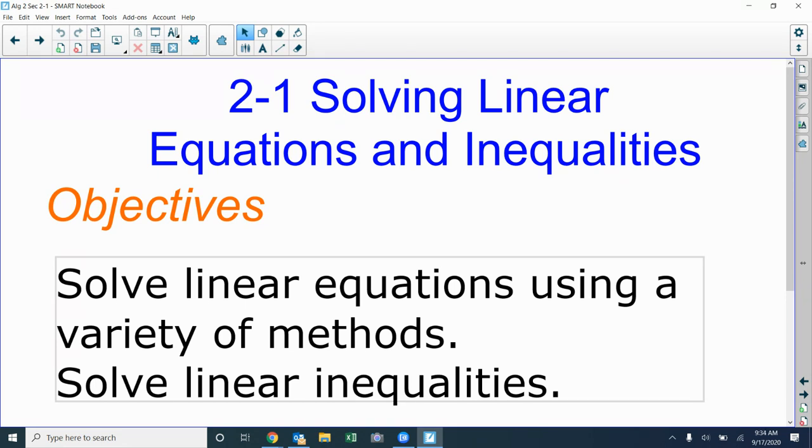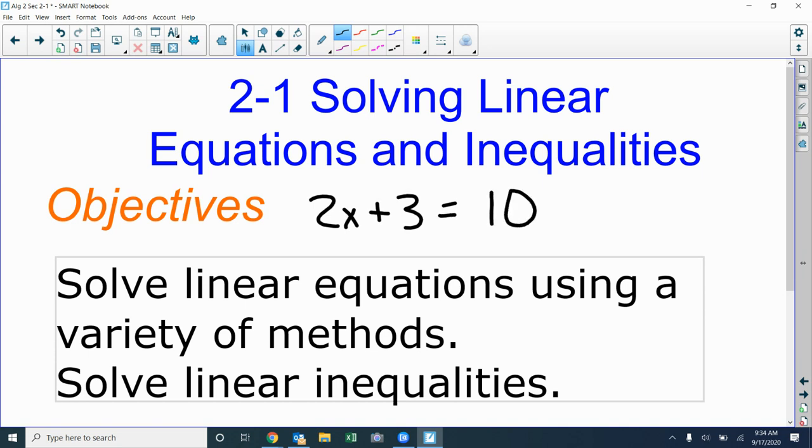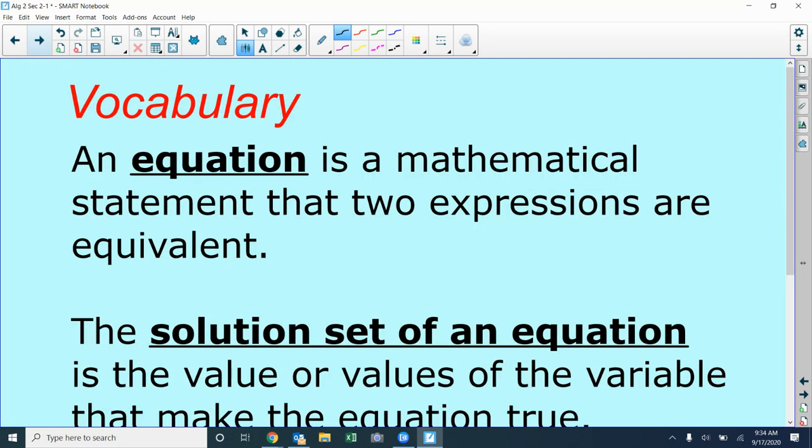So, linears. Remember linear equations? Pretty straightforward. A linear might be something like 2x plus 3 equals 10, okay? Just a simple single variable equation is what we're talking about. Take the 3 over, divide, simple stuff today. So we're going to solve some of those and some inequalities.